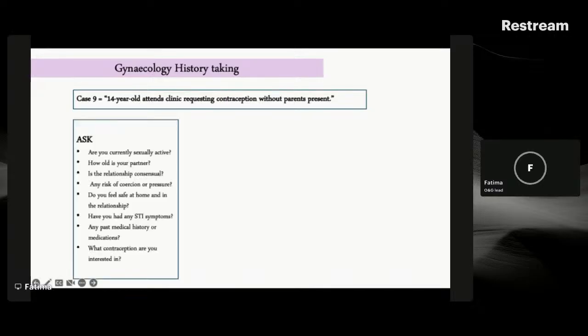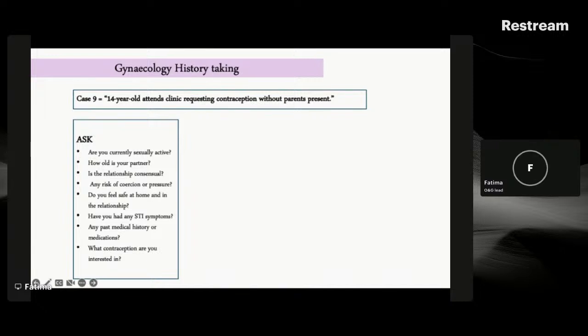Questions to ask, very important. This is quite a serious scenario. Not to say that the rest aren't, they're all serious, but this is quite important because it's a safeguarding kind of issue.